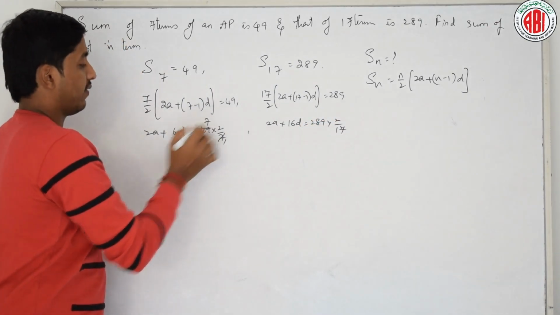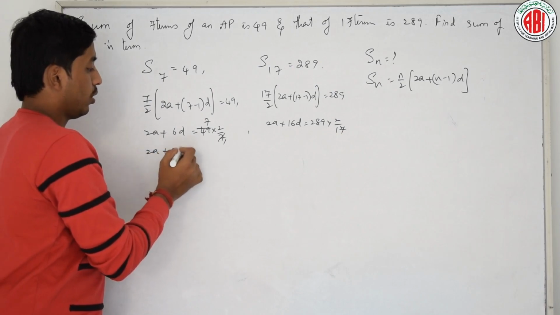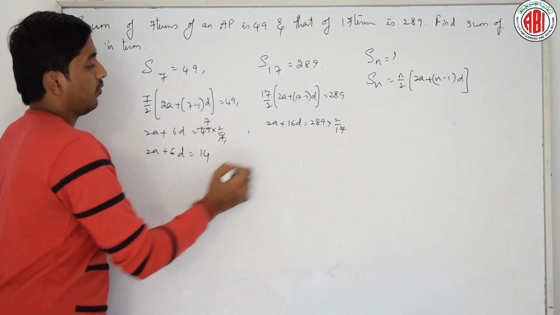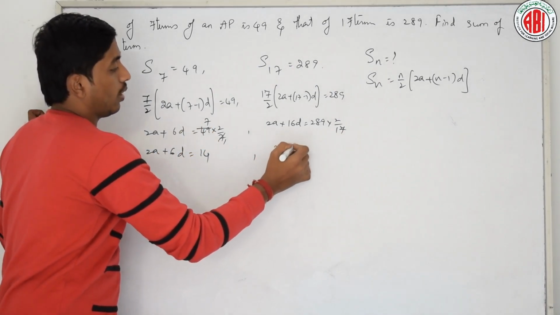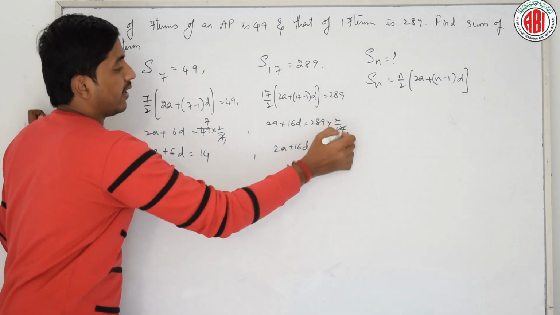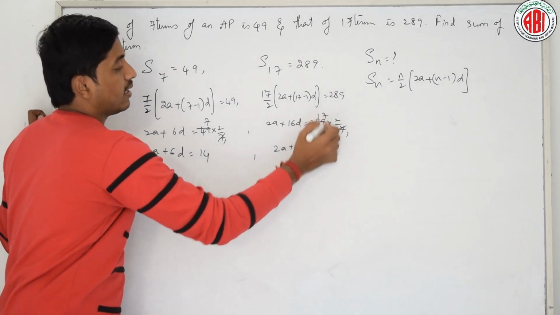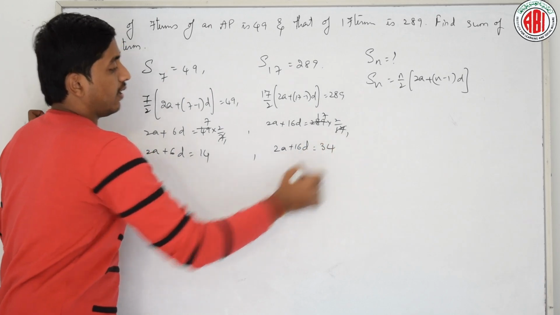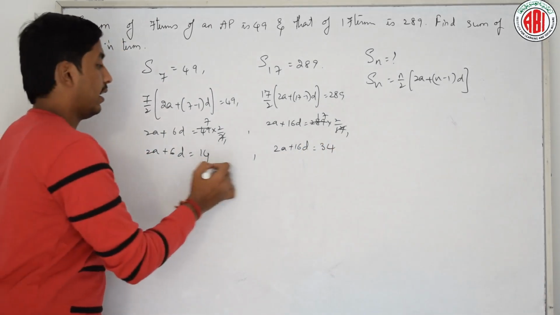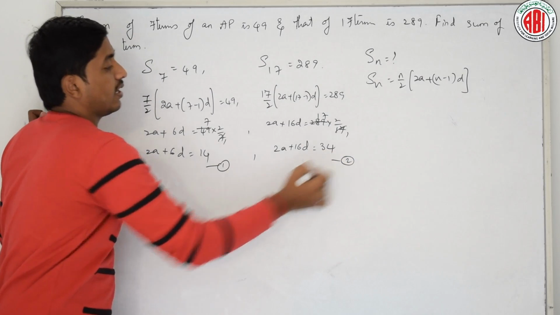7 ones are 7, 7 sevens are 49. Right? 2a plus 6d is 7 twos are 14. Here, 2a plus 16d is 17 ones are 17, 17 twos are 34. Is it right? Let us take this as equation 1, this as equation 2.